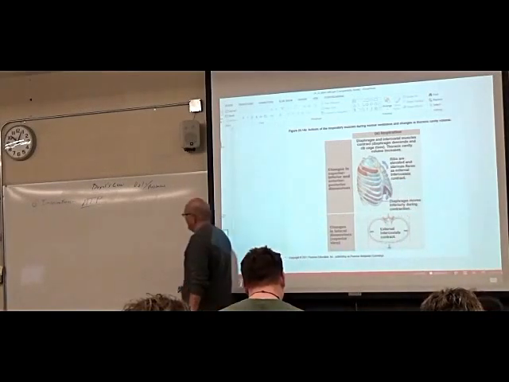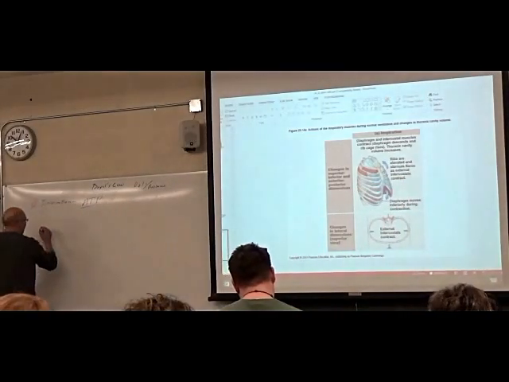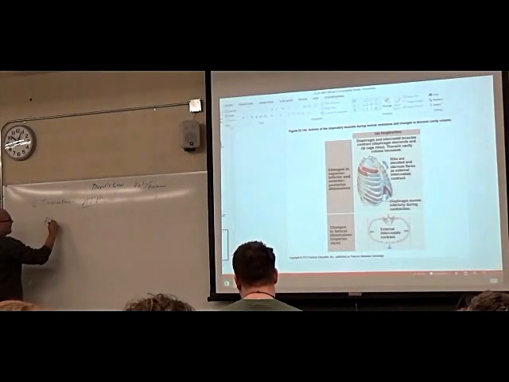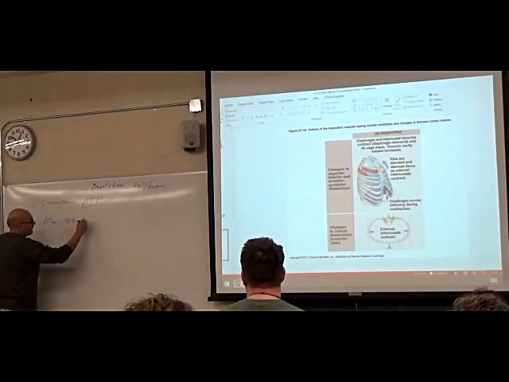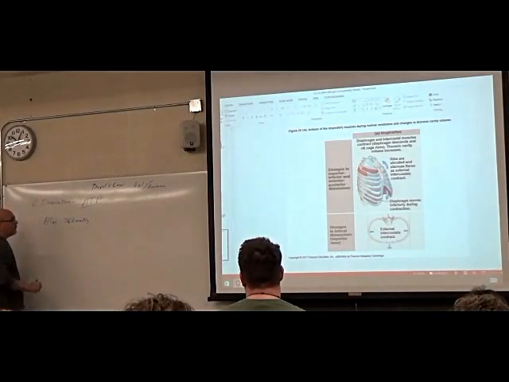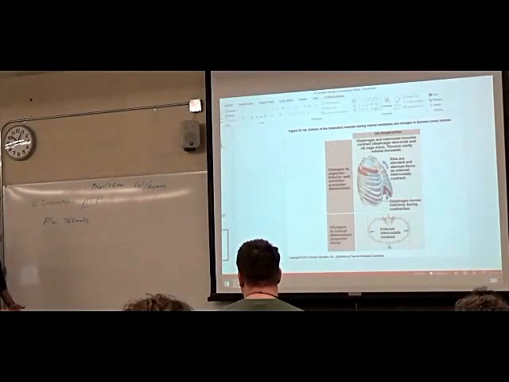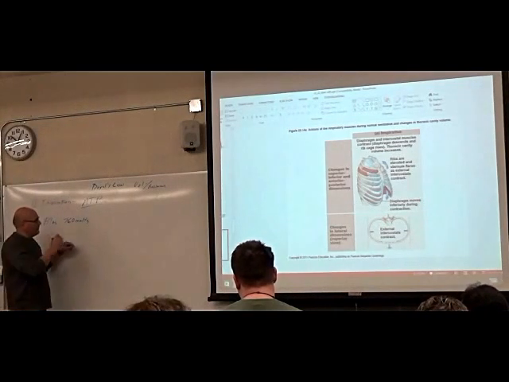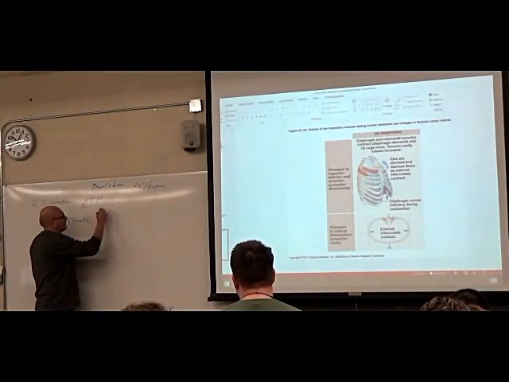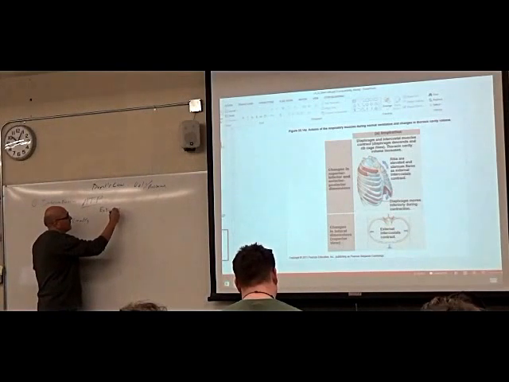So if atmospheric pressure is 760 millimeters of mercury, what do I have to do inside my chest cavity? I'm going to increase my volume. How do I do it? I have to contract muscle, which takes energy. And what muscle is going to contract? External intercostals.